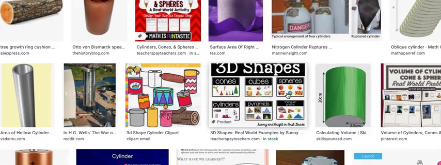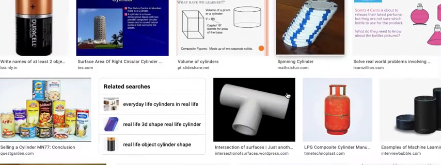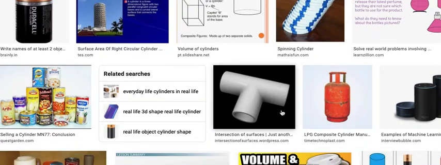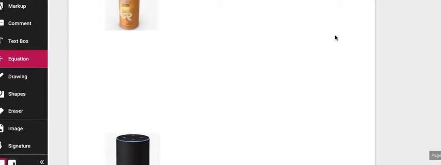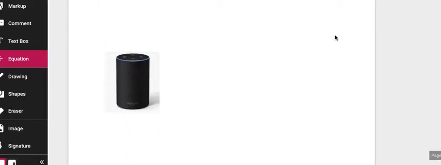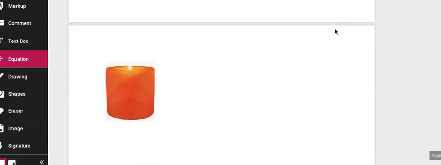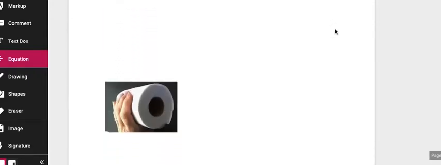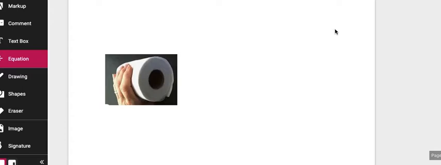Again, you can see lots of different cylinders here. Some of these are not cylinders, like this figure right here. However, it's made up of cylinders. Here's that wonderful Amazon speaker that many of us have. Here's a candle. This is something we've all been coveting lately, toilet paper. Definitely made up of a cylinder. In fact, if you look at that, there are two different cylinders.